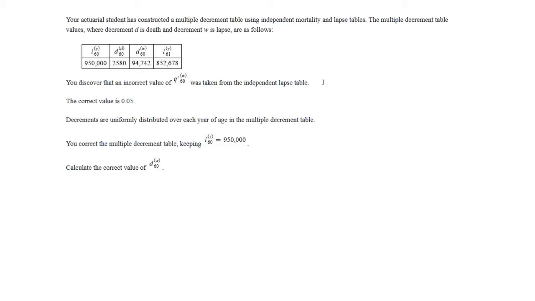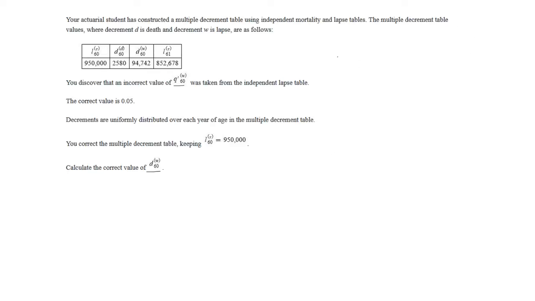And this is a very confusing problem, so we're going to try to organize this nicely. But basically, we're given a life table with these decrements, and Q prime of 60 decrement W was calculated incorrectly, and it should have been 0.05. So we want to find the correct value for the number of withdrawals at age 60.